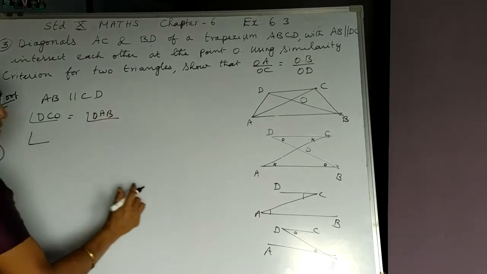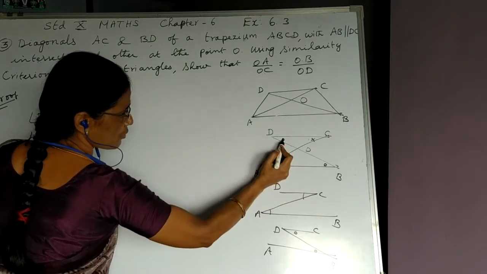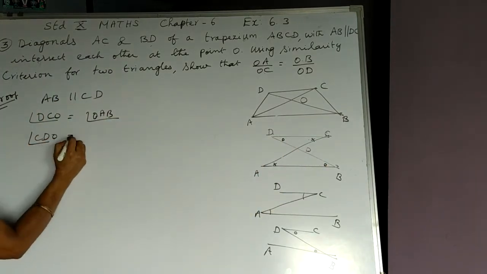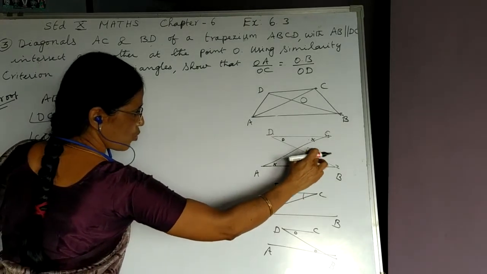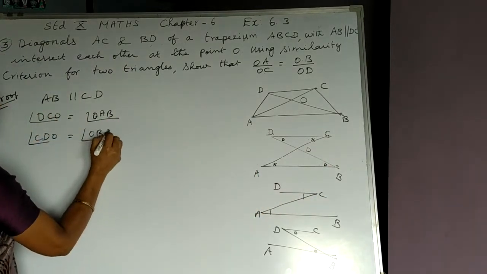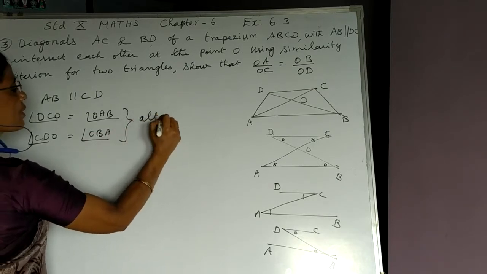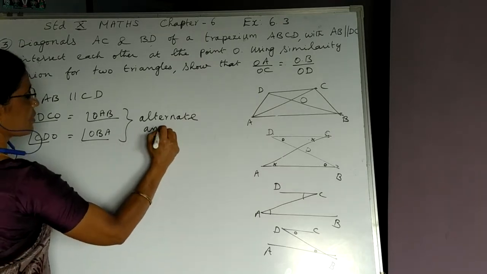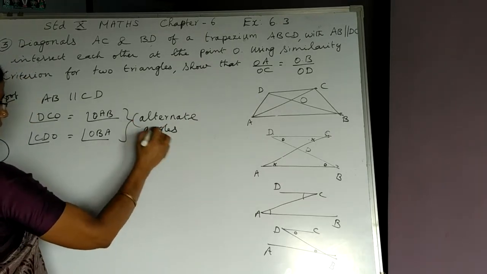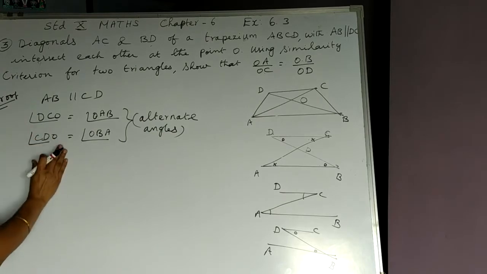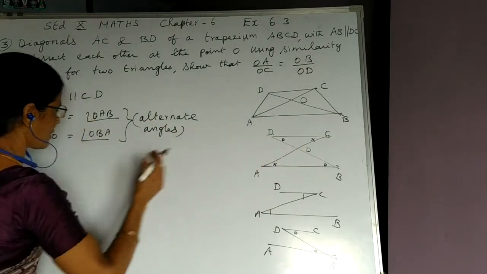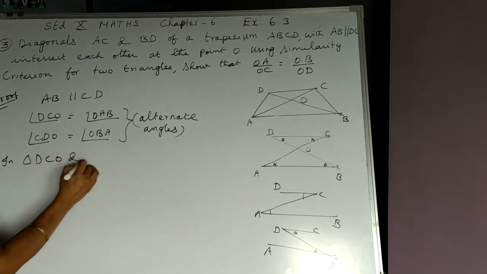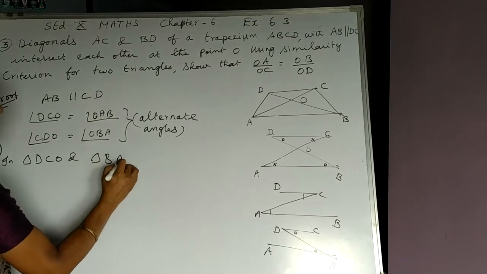Then the second pair of angles is these 2. What is the name of this angle? CDO. CDO is equal to this angle OBA. These 2 are what kind of angles? Alternate angles formed by a transversal of 2 parallel lines. So this we are going to use for these 2 triangles. Which are the triangles we have taken? In triangle DCO and triangle BAO.